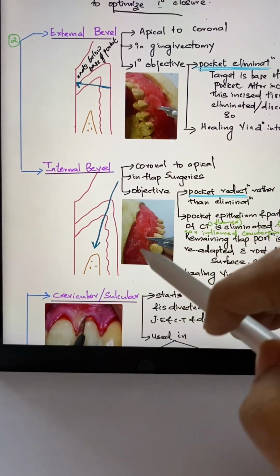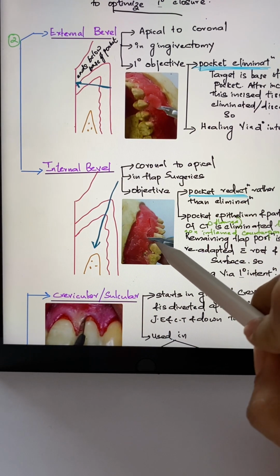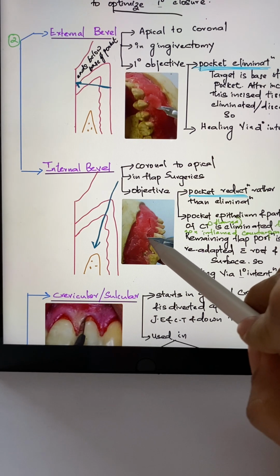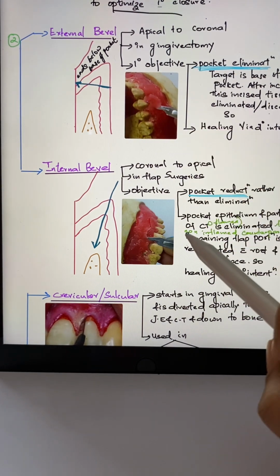So the blade position has to be like this. Whereas internal bevel goes from coronal to apical. Can you see the angulation of this blade? It goes from here and goes upwards. That means it goes coronal to apical. Okay, so this is the difference between these two.